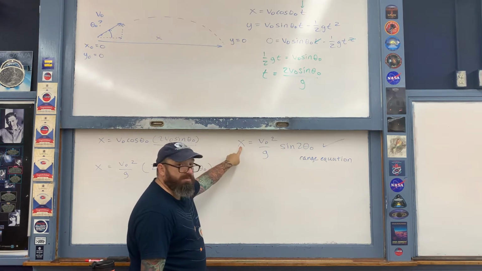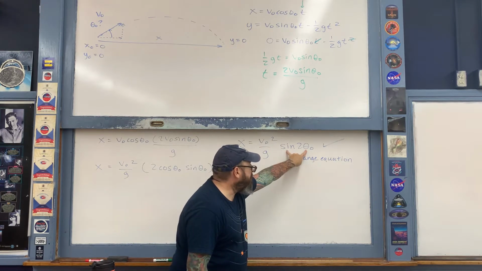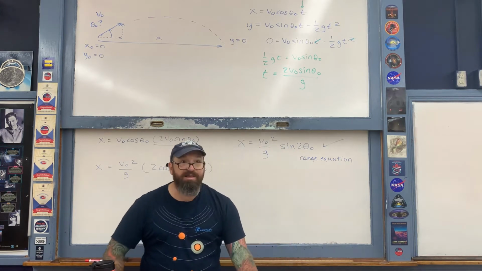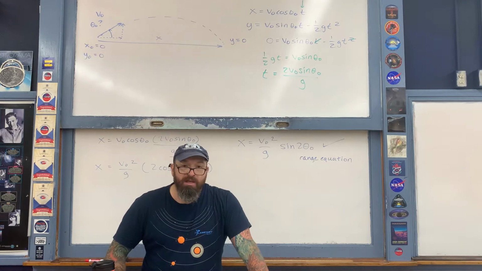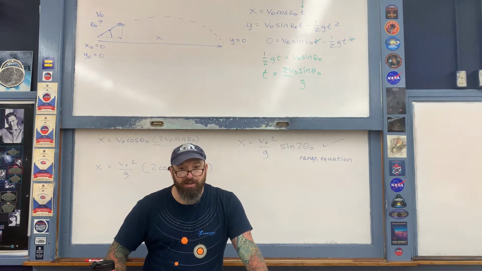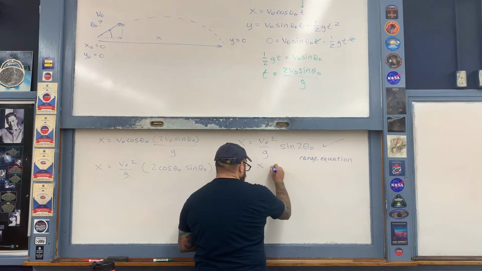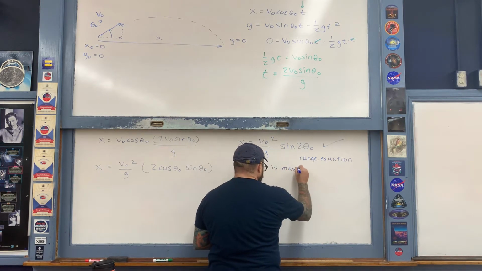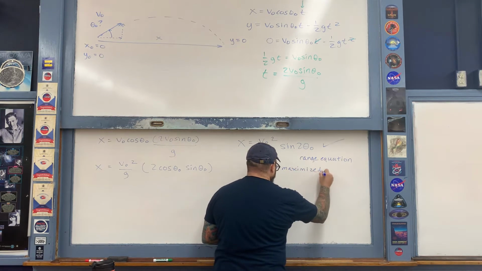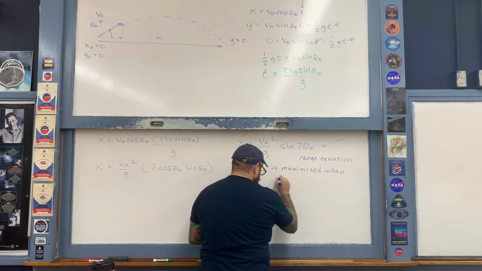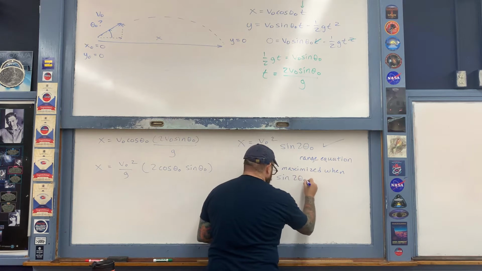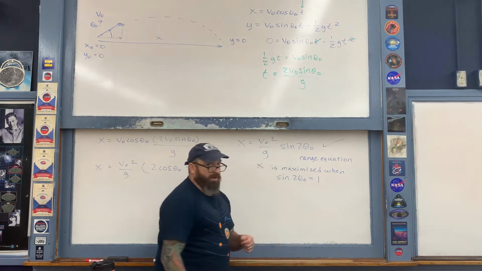Now, x is going to be maximized, it's going to be as large as possible, when this term here, the sine of 2 theta naught, is as large as it can be. Recall from basic trigonometry that the largest number that the sine of an angle can be is 1. So in other words, x is maximized when sine of 2 theta naught is equal to 1.